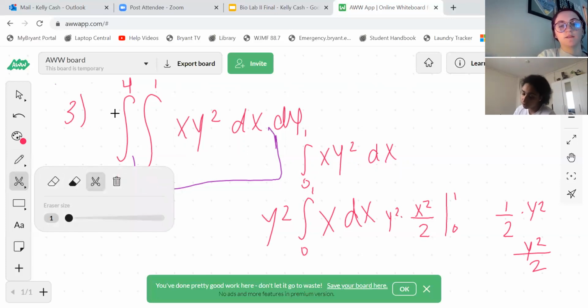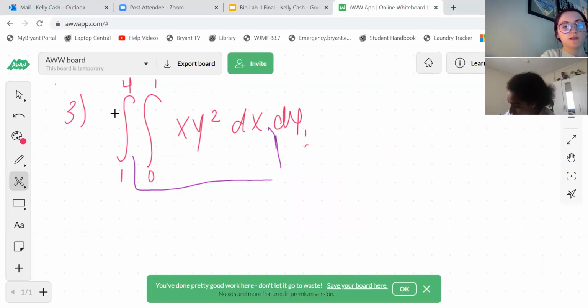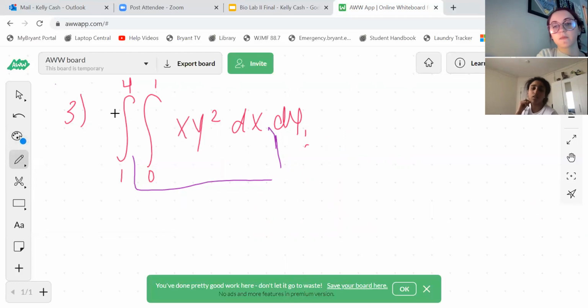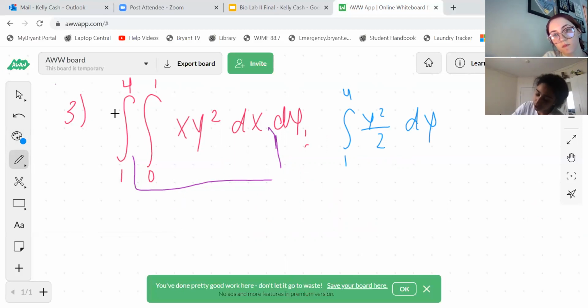Okay. Now for the outside integral, we're basically going to take that y squared over 2 and integrate it with respect to y this time. So it was 1 to 4, and then it's going to be y squared over 2 dy. And so how do you integrate y squared over 2? Y to the third over 6. Good. We're going to evaluate it from 1 to 4.